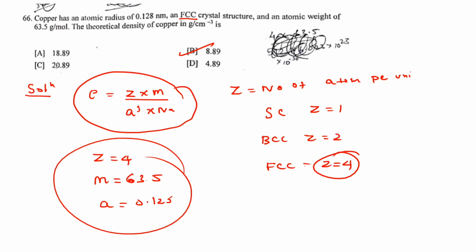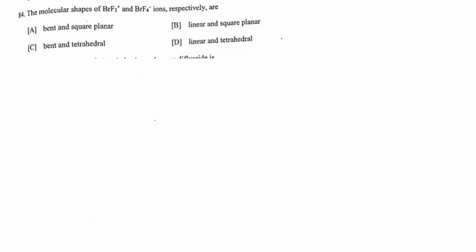Let's go to the next question. This is about molecular shape. They are asking about the molecules BrF2 plus and BrF4 minus. You know very well that bromine belongs to group 17. Therefore, how many valence electrons? 7 valence electrons, right? Now it becomes Br plus, therefore one electron is removed. How many valence electrons will be there? 6 valence electrons.